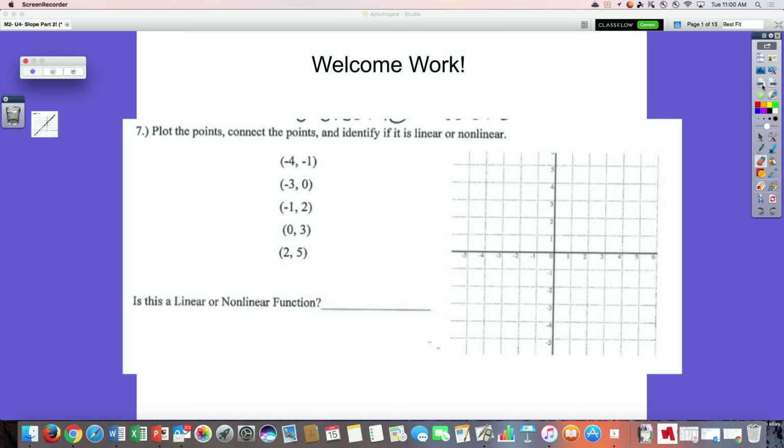Today is slope, day 2. Remember, slope is the steepness of a line. This is your welcome work. Hopefully you've already completed it. If you haven't completed it, go back, complete it first, then watch the video.